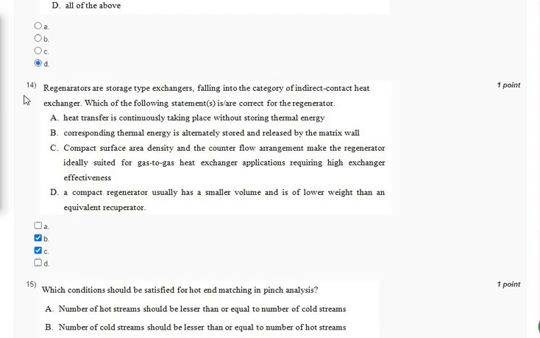Now question number 14, regenerators are storage type exchangers falling into the category of indirect contact heat exchangers. Which of the following statements is correct for the regenerator? So option B and option C both are correct. Corresponding thermal energy is alternately stored and released by the matrix wall. Compact surface area density and the counter flow arrangement make the regenerator ideally suited for gas to gas heat exchanger application requiring higher exchanger effectiveness. So B and C are the correct answers for the question number 14.